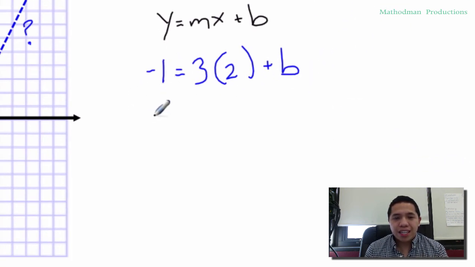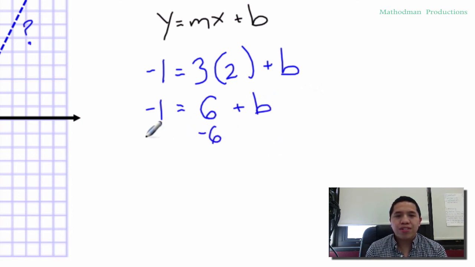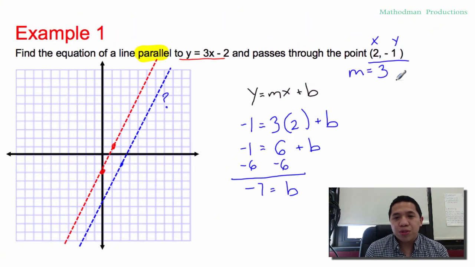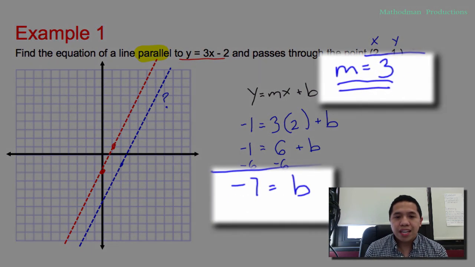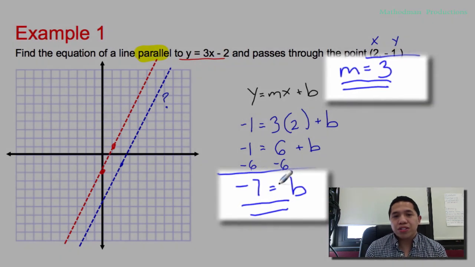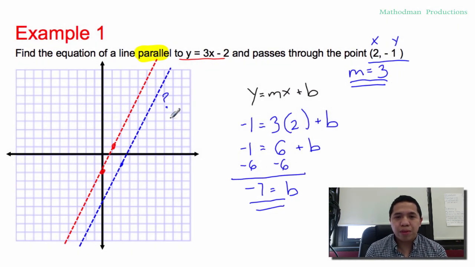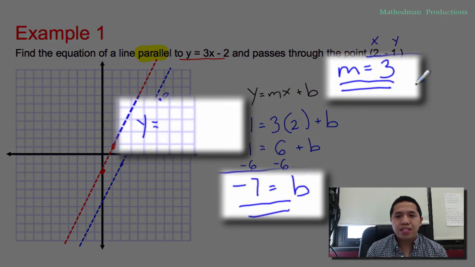Negative 1, I can't do anything with, just drop it down. 3 times 2, that's 6 plus b. Solve for b, just subtract 6 from both sides, and you get negative 7 equals b, my y-intercept. Now you have the two things you need, a slope and a y-intercept, and just put it together and you got yourself the equation of that blue line. So that blue line is going to have an equation of y equals 3x and the y-intercept minus 7.